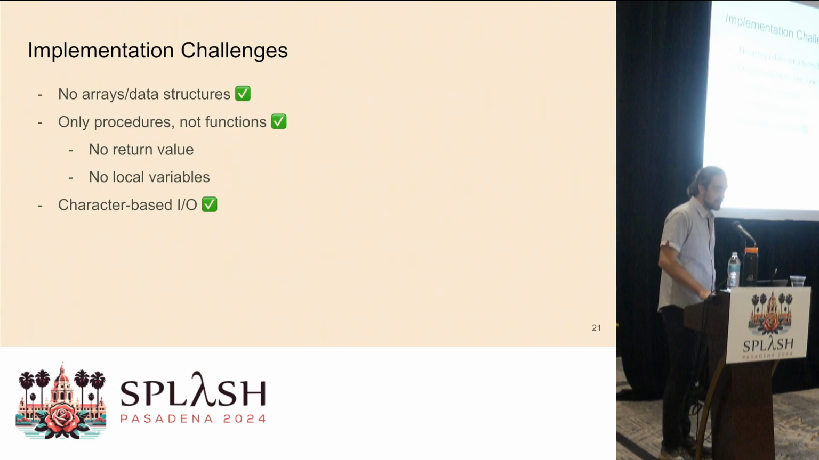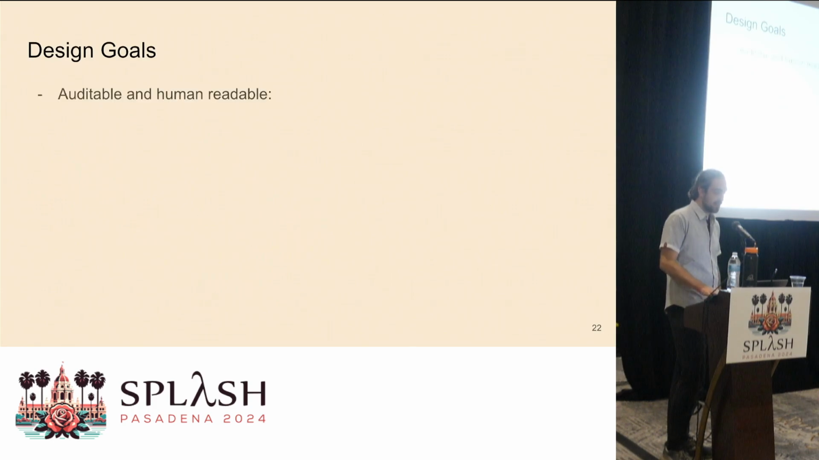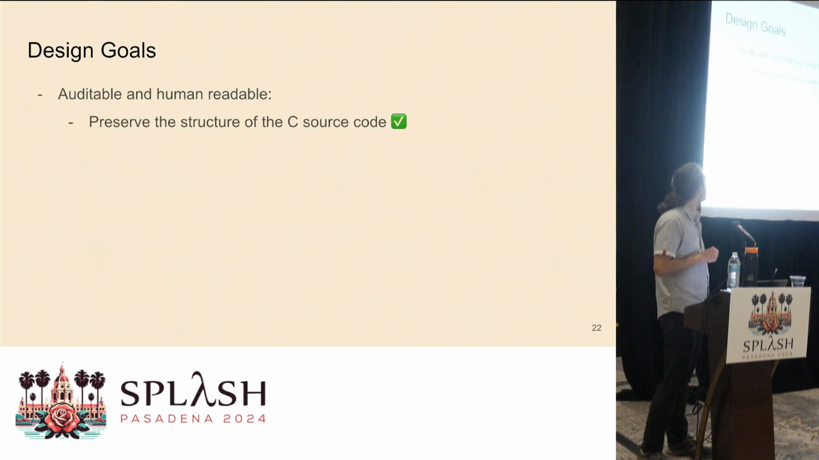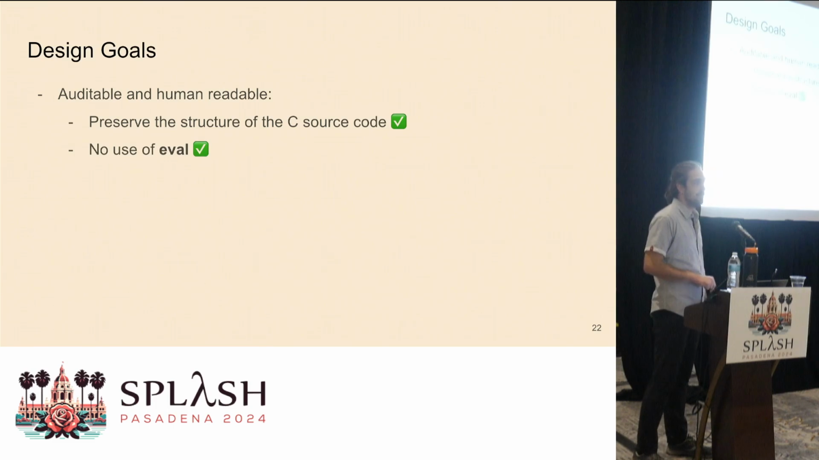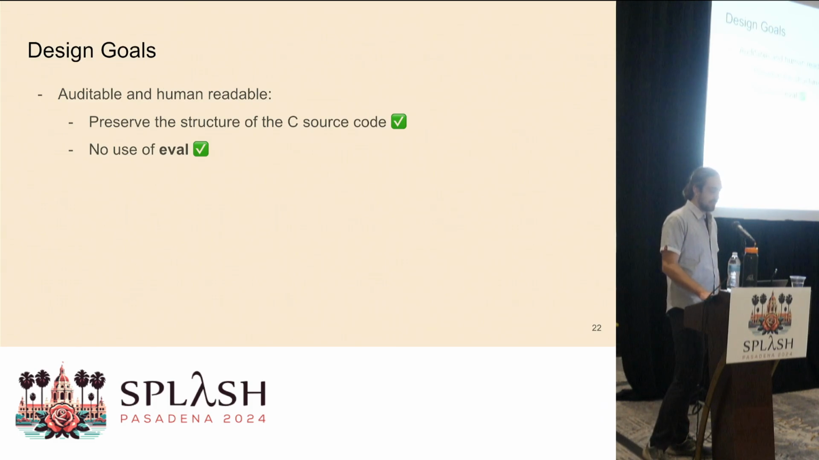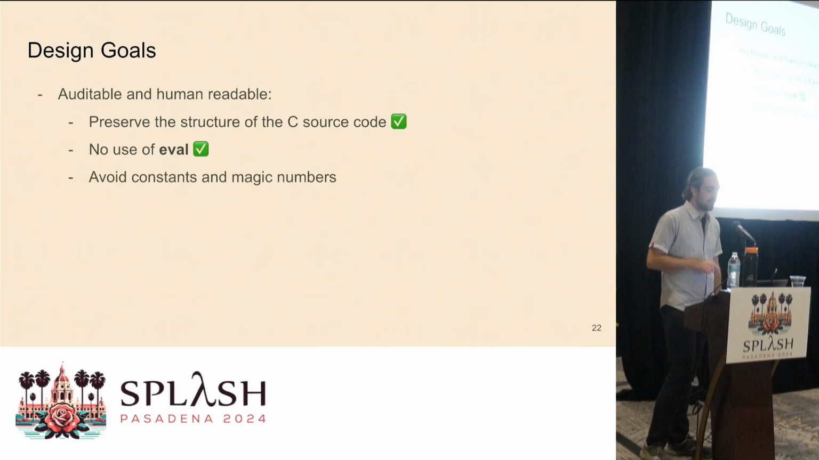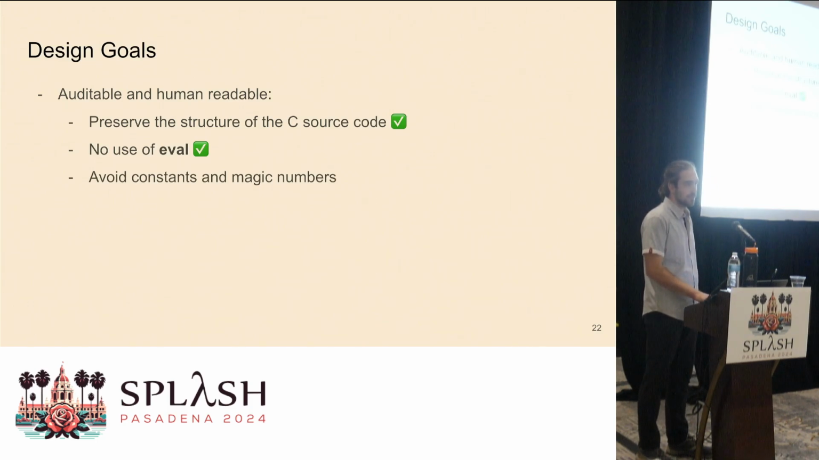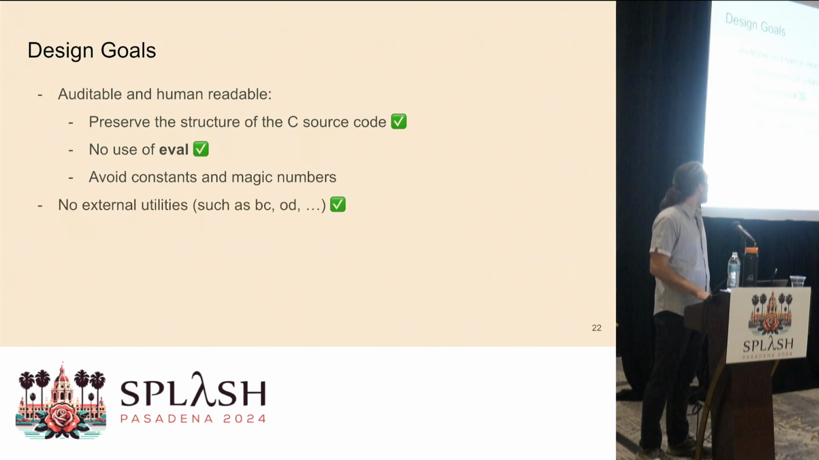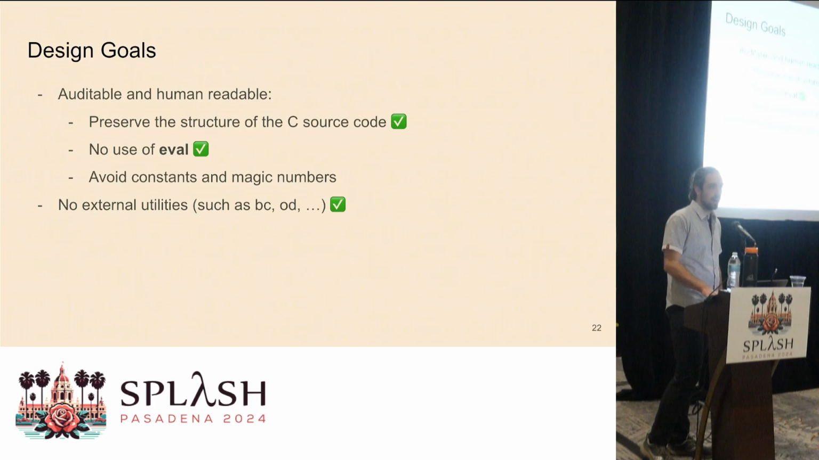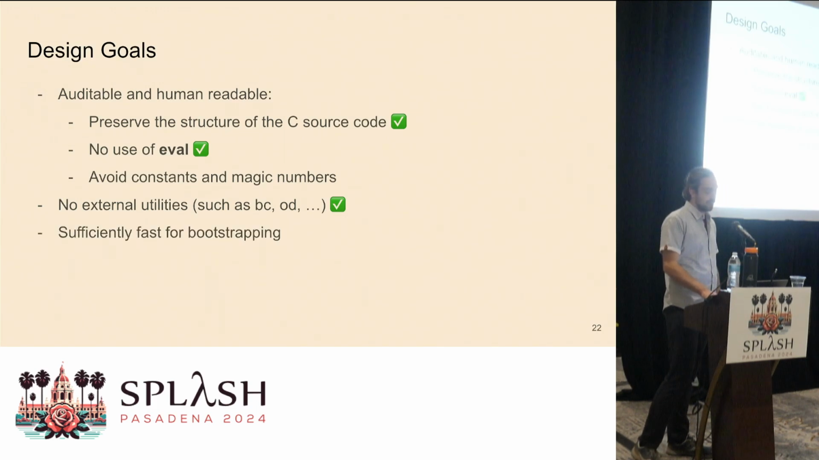So we still had other design goals. Let's look at those again. Is it auditable and human readable? So far we've preserved the structure of the C source code. We haven't used eval. Instead, we've used arithmetic expansion as a limited or restricted eval that's still auditable. But we haven't really done anything regarding constants and magic numbers, so we'll have to get to that. We haven't used external utilities for arithmetic or I/O, and we're sufficiently fast for bootstrapping. We'll see later a table with a few times with some benchmarks.